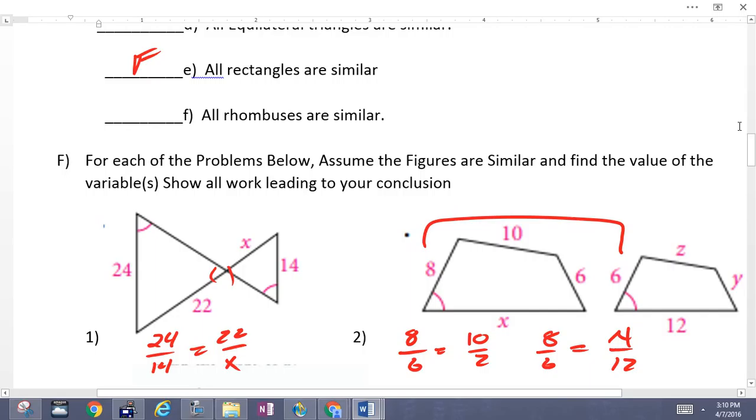Here we have similar polygons. Therefore, we can set up the ratios.